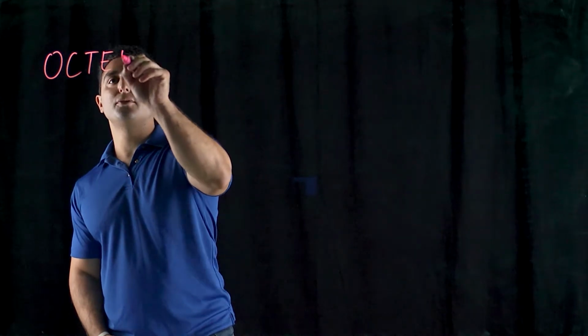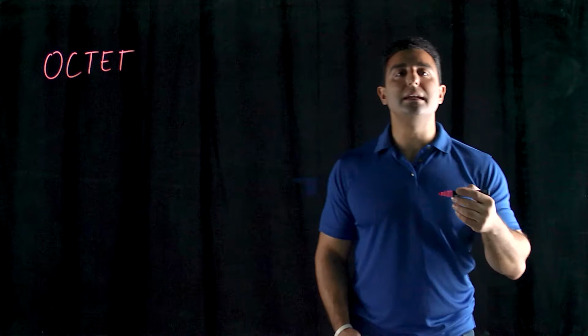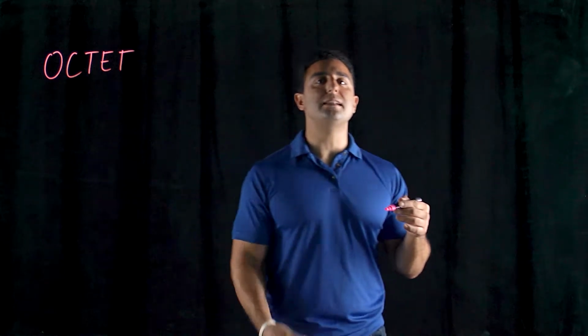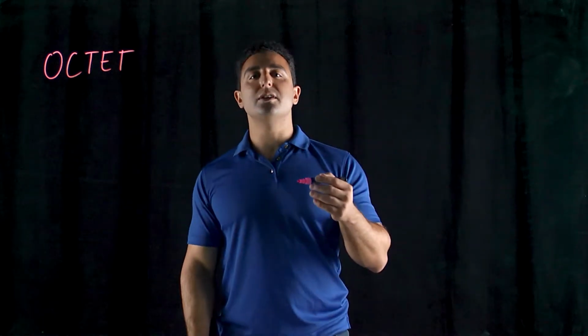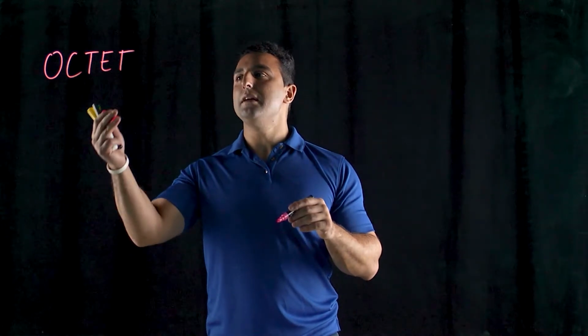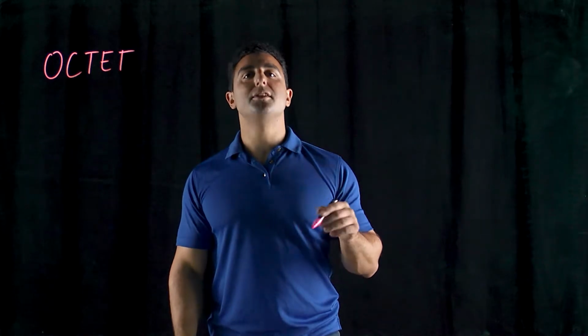So octo is referring to 8, and every element is striving to be stable. And to be stable it needs to acquire this octet. Octet is referring to the valence electrons. Valence electrons are the electrons that are on the outermost regions, and they need to be in 8 total electrons to fill up their octet, right?